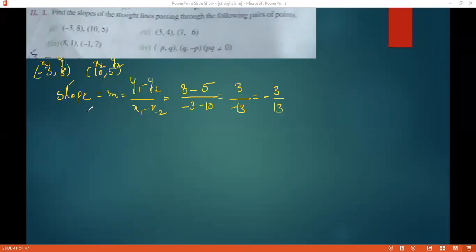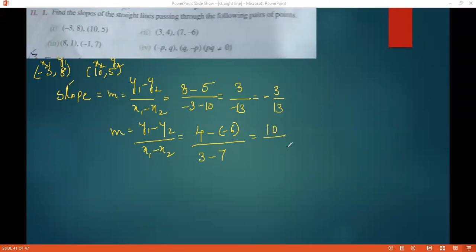Next, Roman number 2, second question, with points (3, 4) and (7, 6). In the same way, slope m = (y1 - y2)/(x1 - x2). Same formula I am using. So y1 is 4 minus y2 is 6, by x1 is 3 minus x2 is 7. So that is -2 by -4, which gives 2 by 4, that is 1/2.